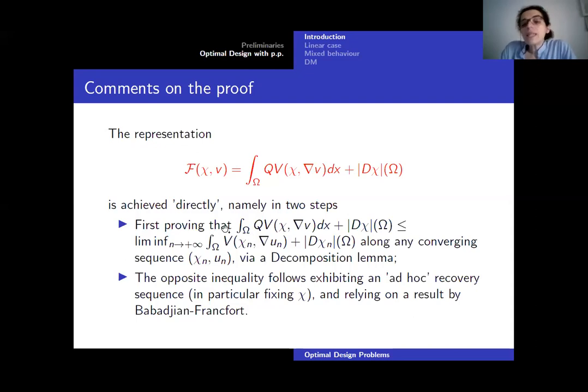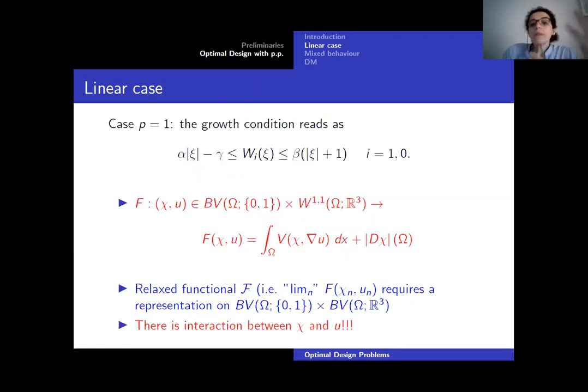And this has been achieved via a decomposition lemma, namely replacing this sequence u_n by another sequence which has lower energy, but such that its gradient is p-equiintegrable. And then the opposite inequality has been obtained by constructing an ad hoc recovery sequence and exploiting other results for energy densities V which are not homogeneous, because indeed in our recovery sequence we fix the field chi.